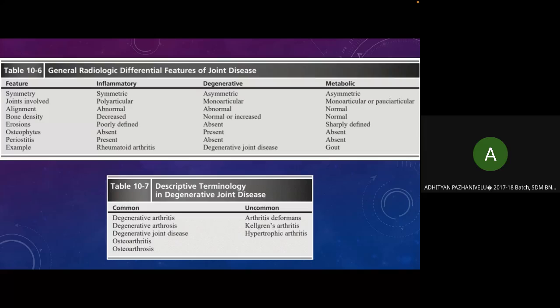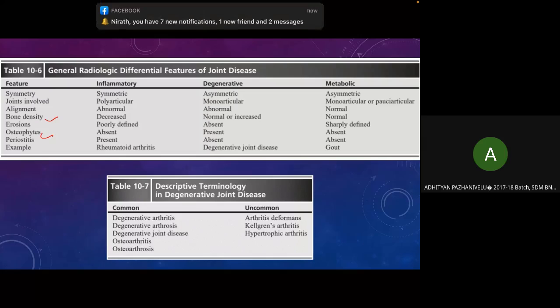I would like to put a note on bone density. In degenerative changes, what the bone tries to do is protect the remaining part of it. So what happens is bone density increases in degenerative conditions. And also about osteophytes. There is a reflex extra bone that is being formed. You can see it as osteophytes that are present in osteoarthritis.